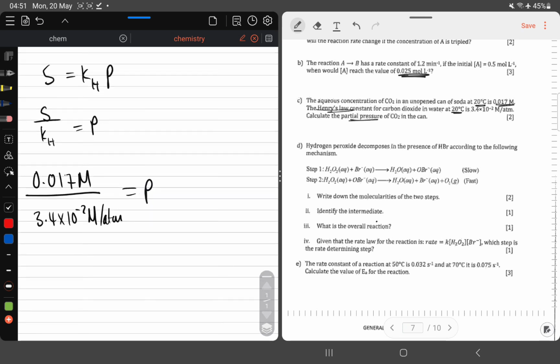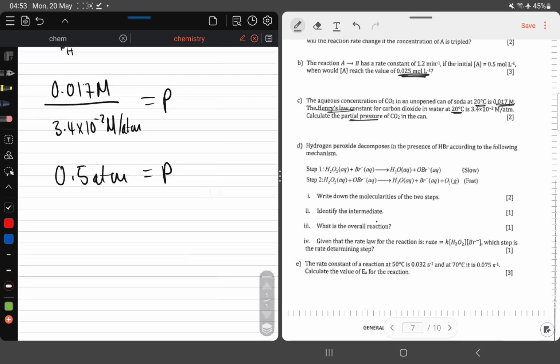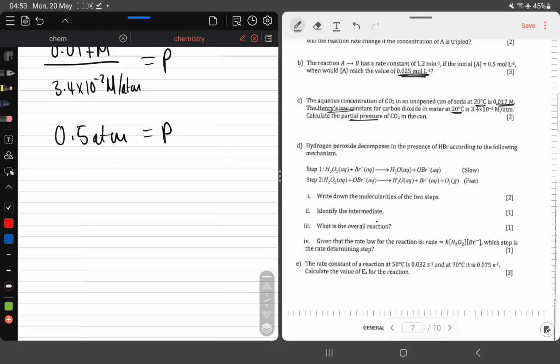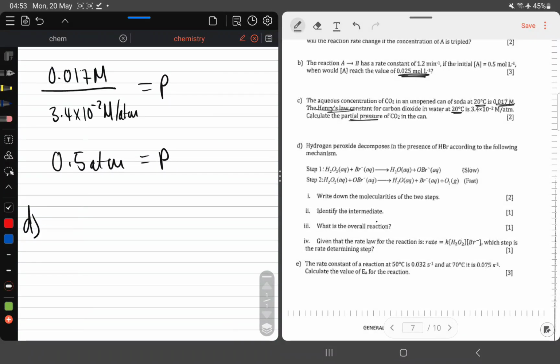So let's go ahead and calculate it. The solution is 0.5 atmospheres. That's going to be the pressure, 0.5 atmosphere, and we are done. Let's go to number D. Let's see, there's still time.